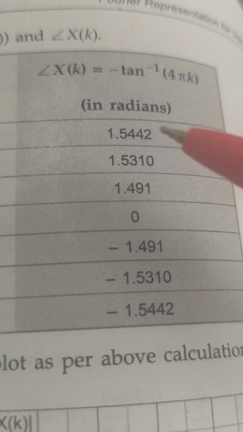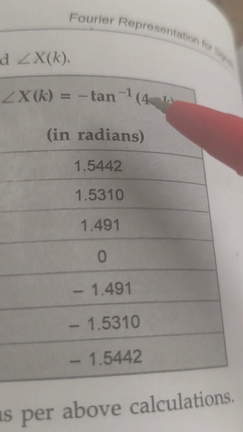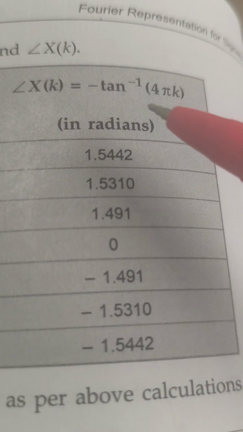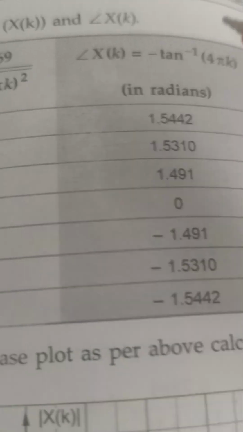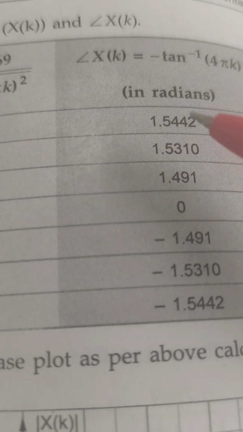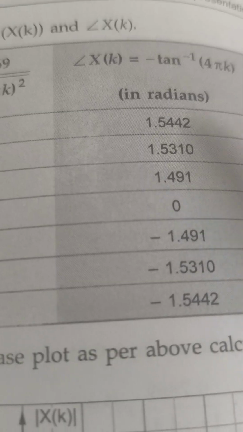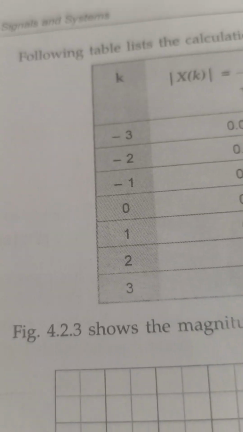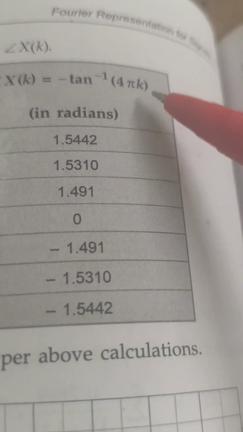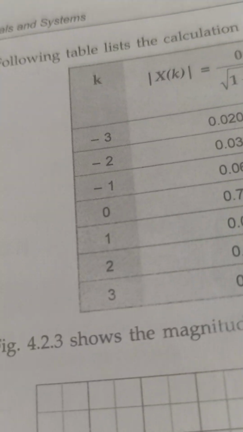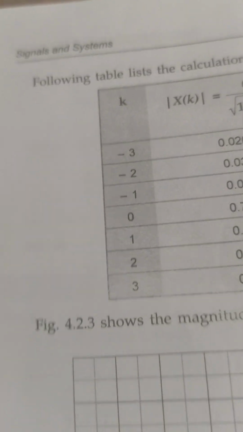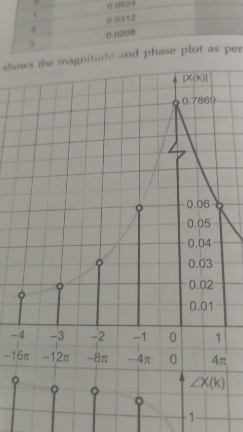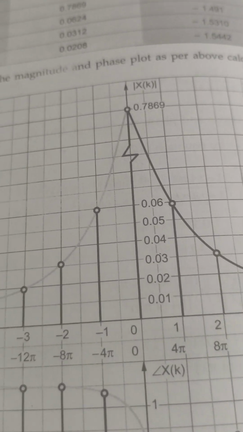Similarly, substituting the value of k in this equation, minus tan inverse of 4 pi k, these values will be in terms of radians. Radians means in terms of angles. When we substitute minus 3 in this equation, minus 2 in this equation, minus 1 in this equation, like this we'll get these values. Once we have these values, then we will plot a graph.